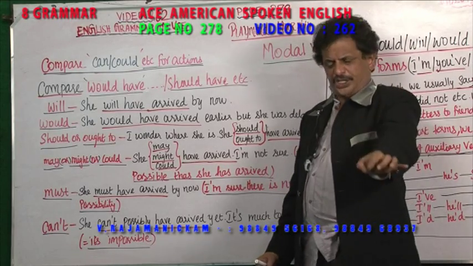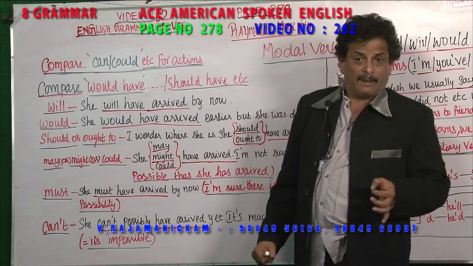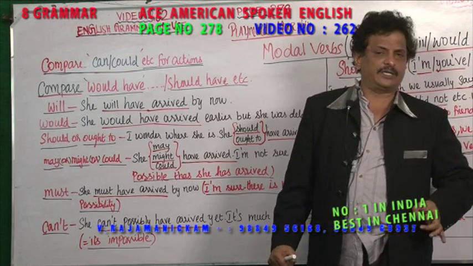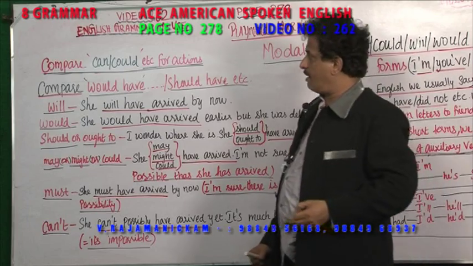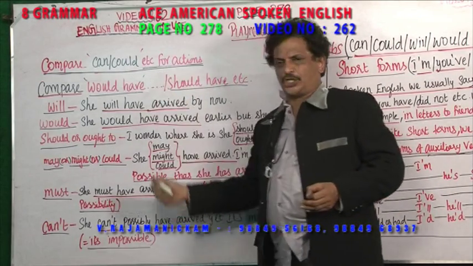For permission: can, may and could. Can I come? Could I use your phone? May I use your phone? It is used for asking permission and giving permission also. Yes, you may take the car. So here, compare can and could for actions.